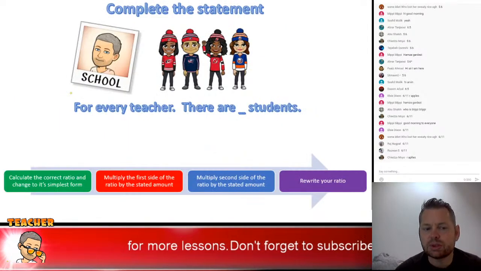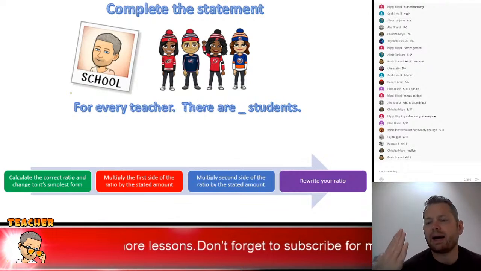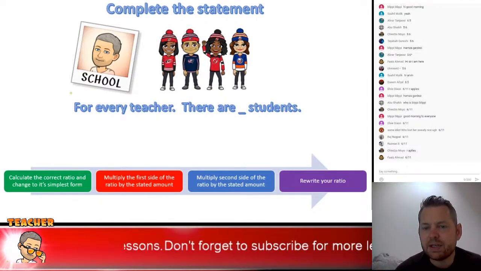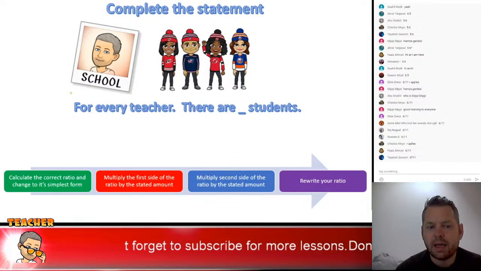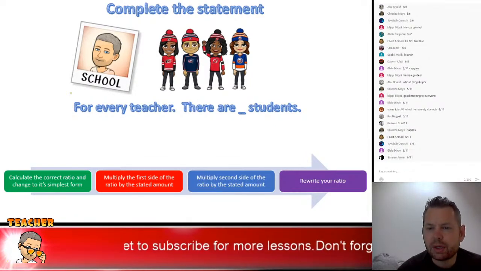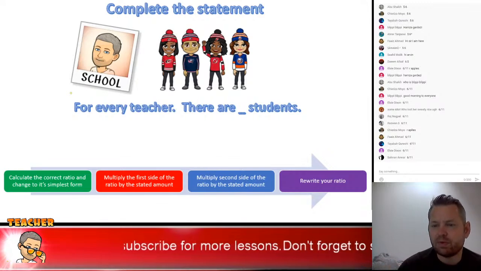And the reason that's important is because we need to understand how to be able to calculate the ratio of two amounts in order for us to be able to work on the next steps moving forward.